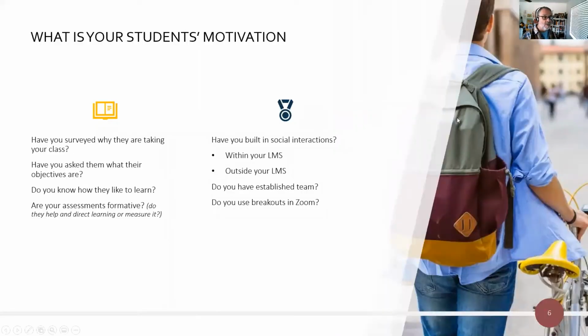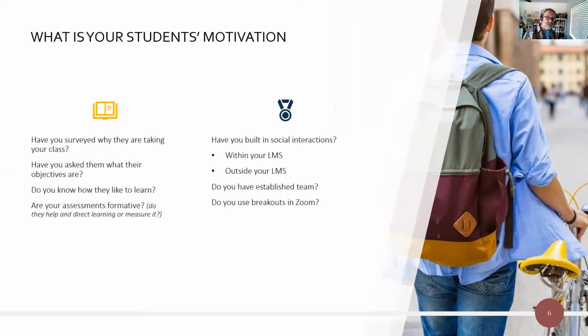Start as always with what motivates our students. And in fact, do we even know what motivates our students? Have you surveyed why they're taking your class? Never too late to do that. Have you asked them what their objectives from this course might be? Do you know how they like to learn? And more importantly, look at yourself and think, have I adapted my assessments so that they are more formative? In other words, they're helping the students to learn, giving them directive feedback, scaffolding, building on each other? Or are they summative? Am I essentially measuring students' outputs?